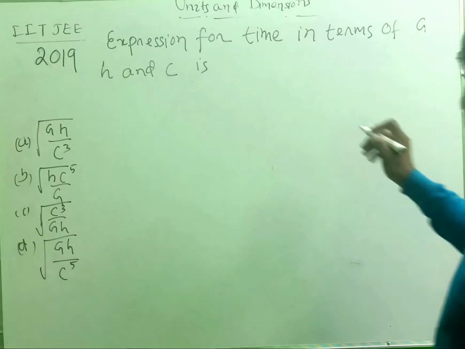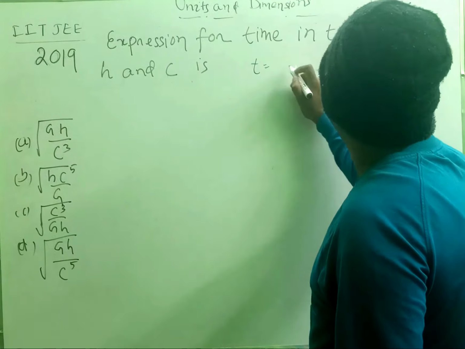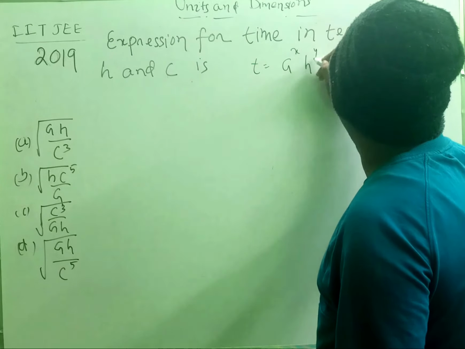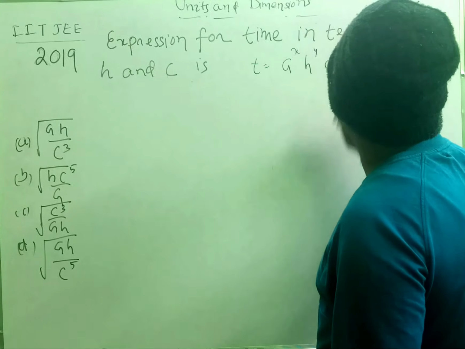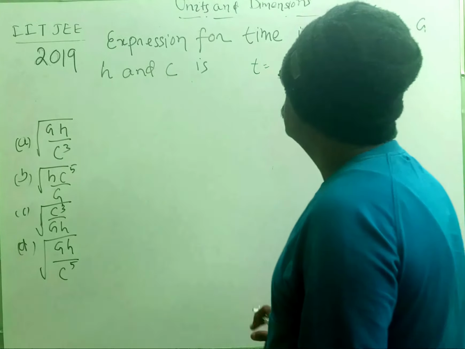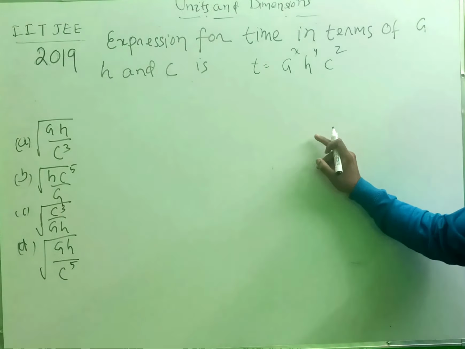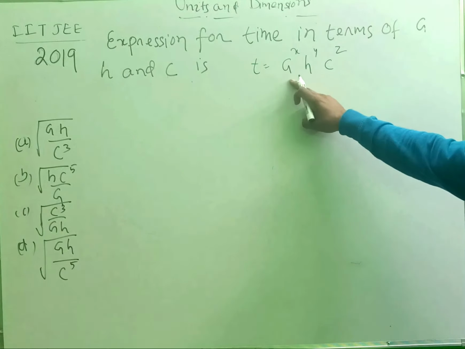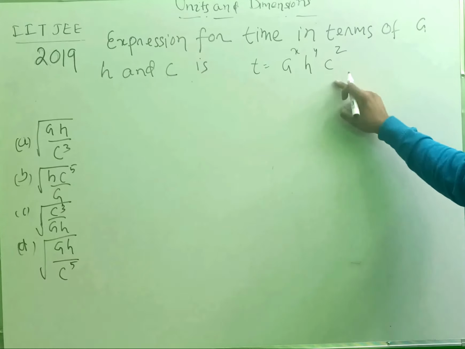Then let us write T is equal to G to the power x, h to the power y, c to the power z. Okay, students? Then this is from dimensional analysis, and let us first find out the dimensional formulas for G, H and C.